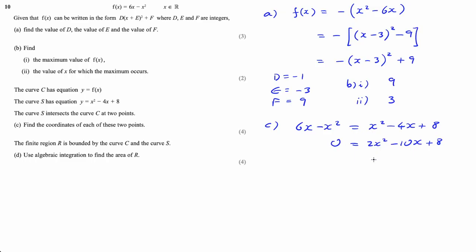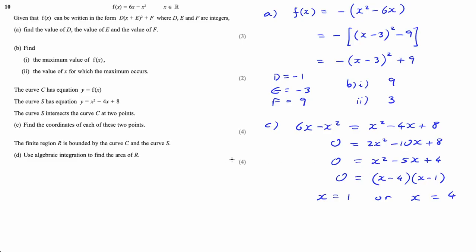Divide by 2. X squared minus 5x plus 4 equals 0. This one's an easy one to factorize, guys. It's just x minus 4 times x minus 1. Make sure you know how to do that. So this equals 0 or this equals 0. X equals 1 or x equals 4.